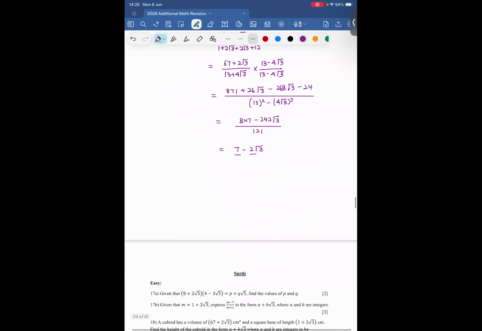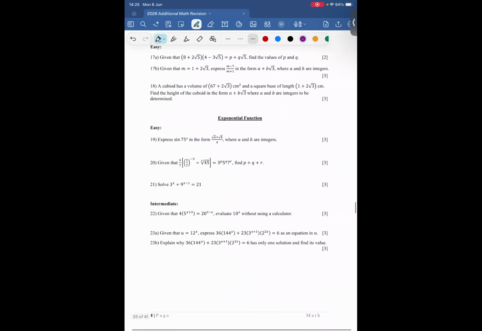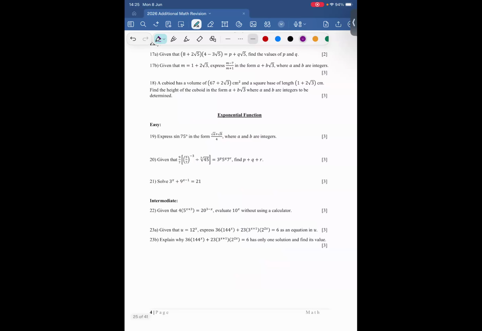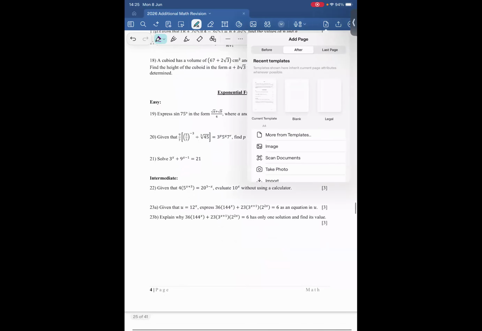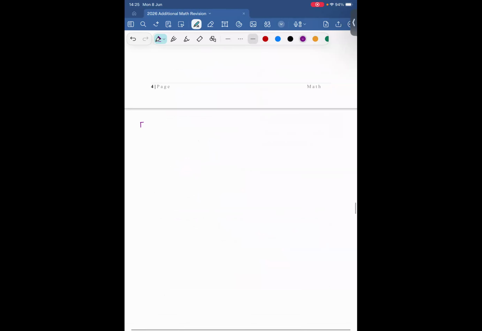Okay, next is your exponential function. Exponential function is a bit more difficult. It's actually one of the more difficult chapters. So what is in exponential function? Your law of indices. Okay, first one, a power b times a power c will give you a power b plus c. Okay, in exponential function, we normally reverse.